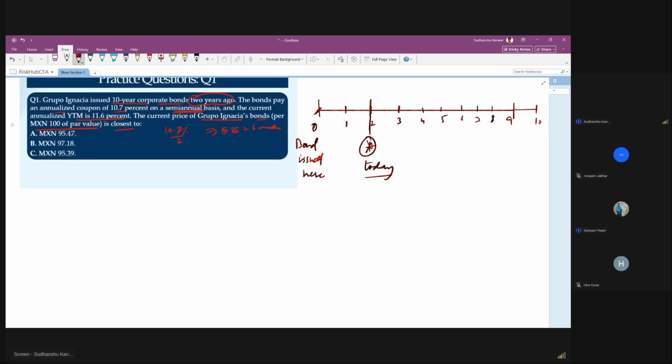The bond pays an annualized coupon of 10.7%. Okay, you say the coupon is 10.7% on a semi-annual basis. Okay, that troubles me.